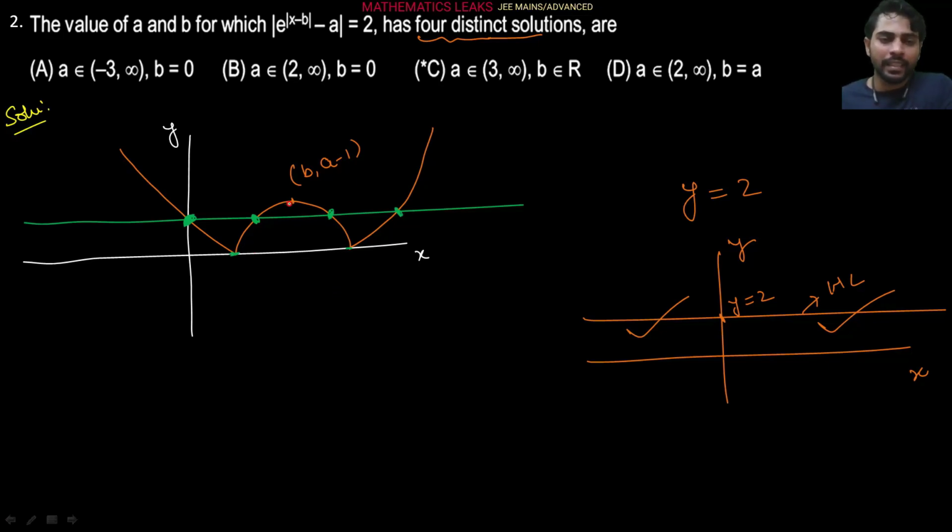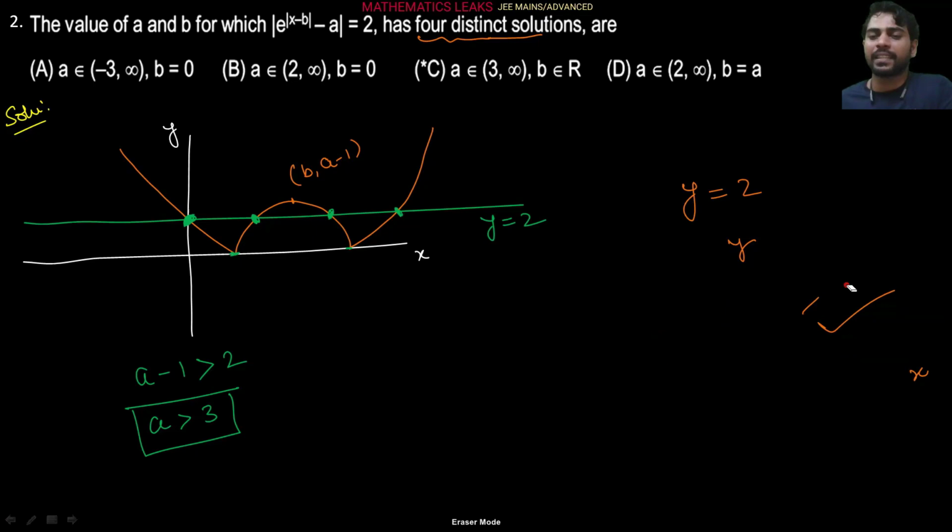It means this a minus 1 value must be greater than this green line, isn't it? A minus 1 must be greater than y equals 2, meaning this point a minus 1 must be greater than 2. Then definitely this green line will be intersecting this given graph at 4 points, right? So a minus 1 greater than 2 means a should be greater than 3. So we are getting one thing, a is greater than 3, right? A is greater than 3, that is clear.